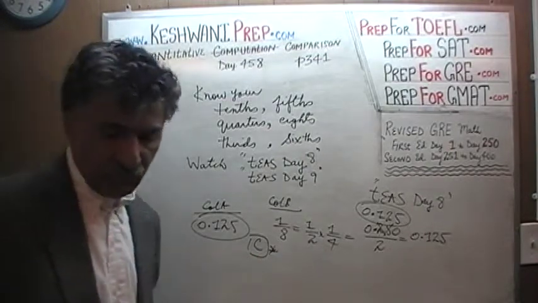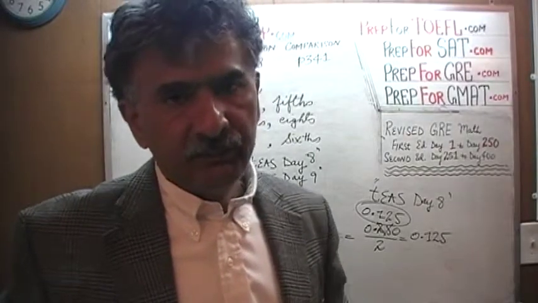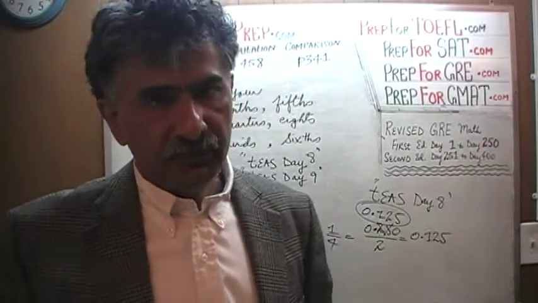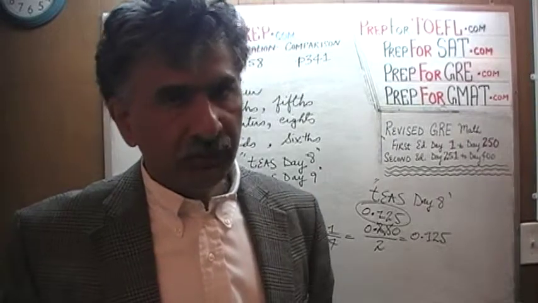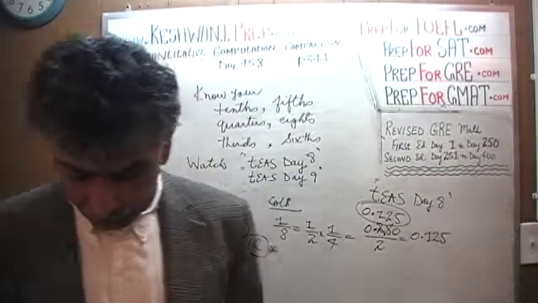8th is no different than a quarter, 3rd is no different than a 6th, the 5th are no different than the 10th. They're just different forms of the tenths. 1/5 is just 2/10. Do you understand? 3/5 is just 6/10. It's no different. Let's do the next one.